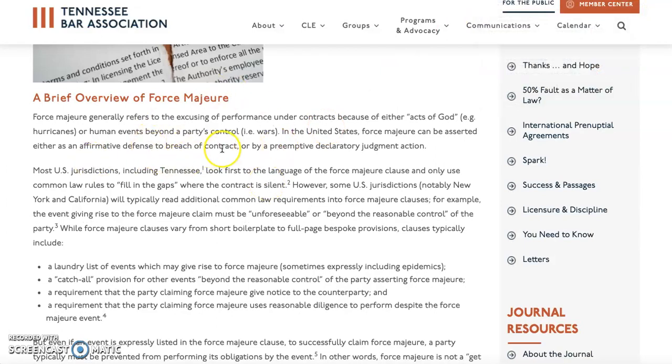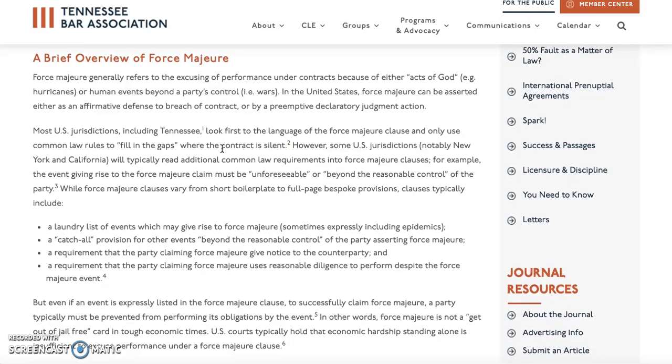And then also there was a force majeure clause in the contract, which is really important, especially with a contract about an event happening, and then there's the pandemic and all the restrictions. So understanding a force majeure clause is really important. The Tennessee Bar Association states that force majeure generally refers to the excusing of performance under contracts because of either acts of God or human events beyond a party's control. In the United States, force majeure can be asserted either as an affirmative defense to breach of contract or by a preemptive declaratory judgment action. So it's really important to note what that force majeure clause means in the contract.